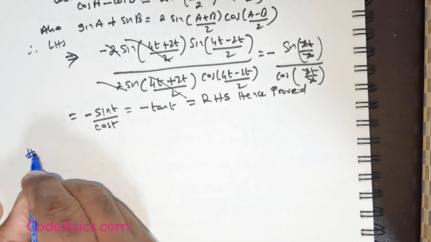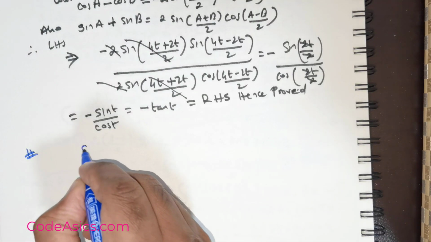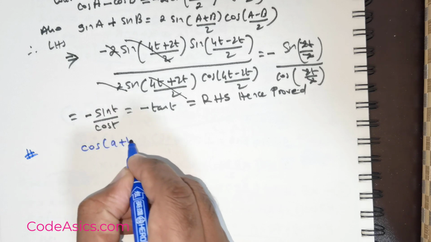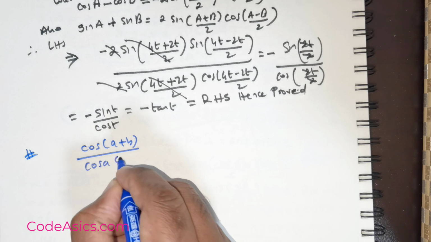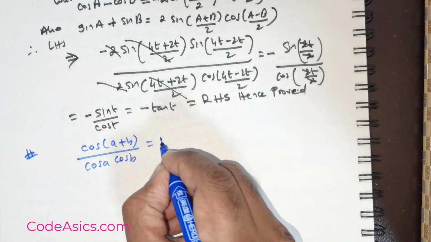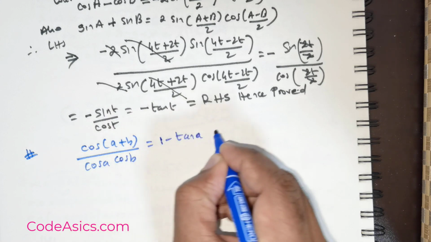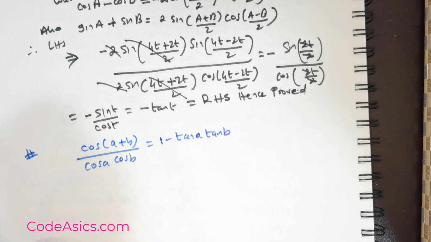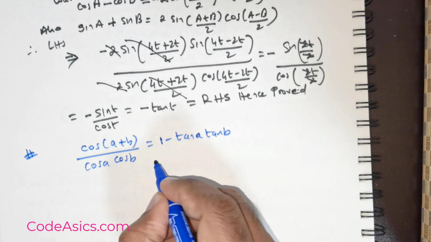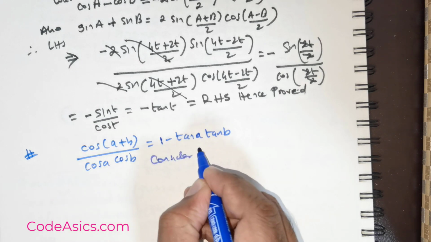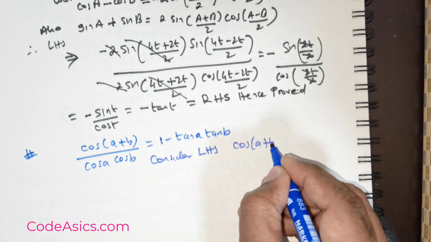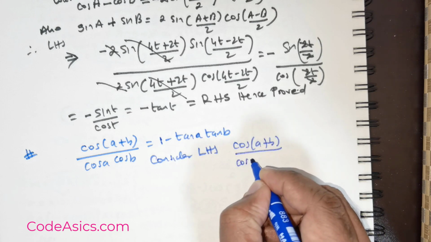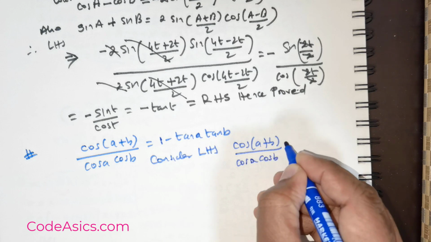So we're given another question. We are expected to prove cos of (A + B) divided by cos A multiplied with cos B is equal to 1 - tan A times tan B. So what I would do is I will start off by considering the left hand side, which is cos of (A + B) divided by cos A cos B.